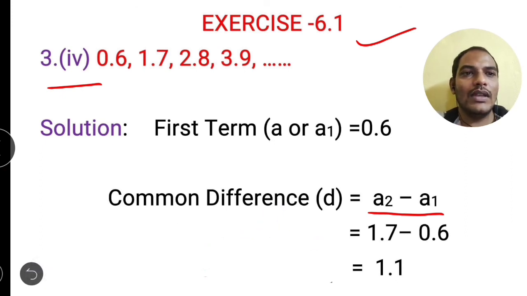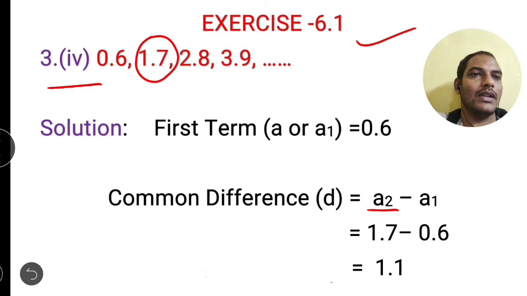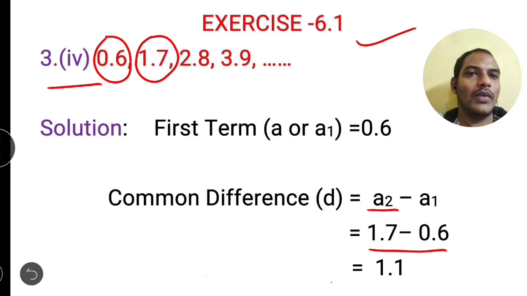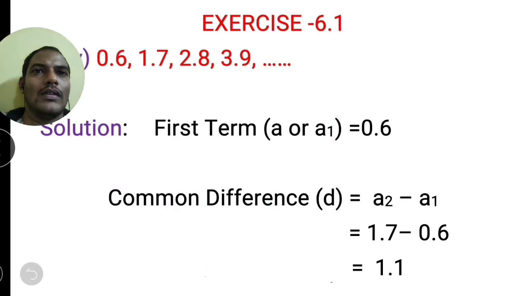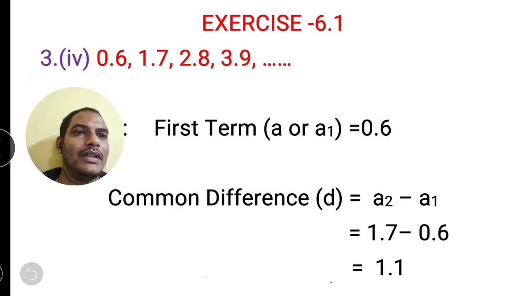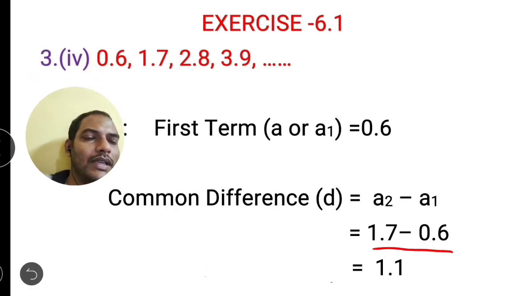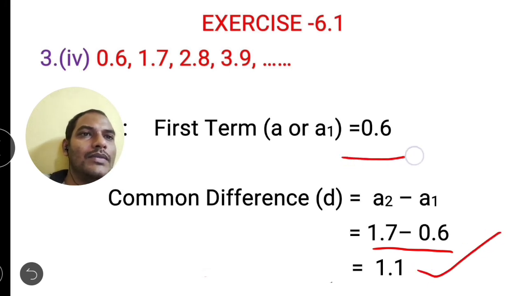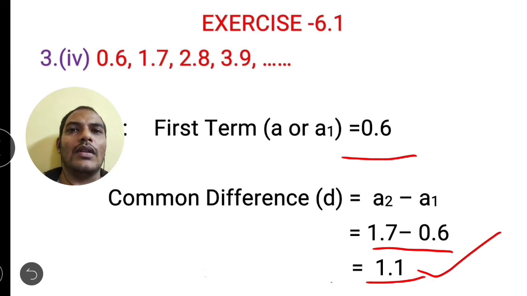But here I am using A2 minus A1. So A2 means the second term. What is the second term in the given arithmetic progression? 1.7. Next to A1 means 0.6. So 1.7 minus 0.6 equals 1.1. So the first term is 0.6 and the common difference is 1.1.